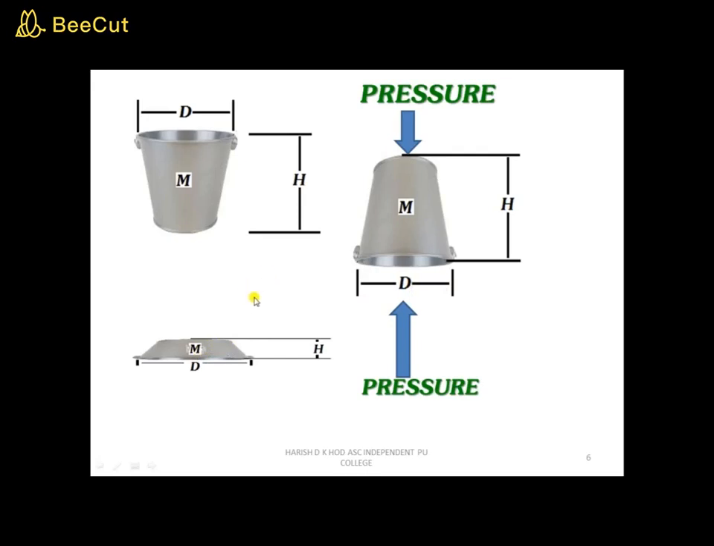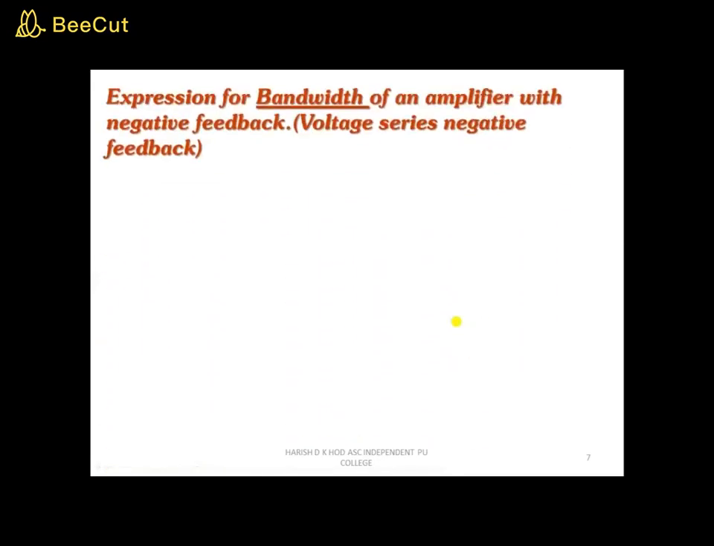We are going to use this story to derive an expression for bandwidth of an amplifier with negative feedback. Let us proceed with the next derivation, that is expression for bandwidth of an amplifier with negative feedback. So makkale, once again, negative feedback means by default it is voltage series negative feedback.